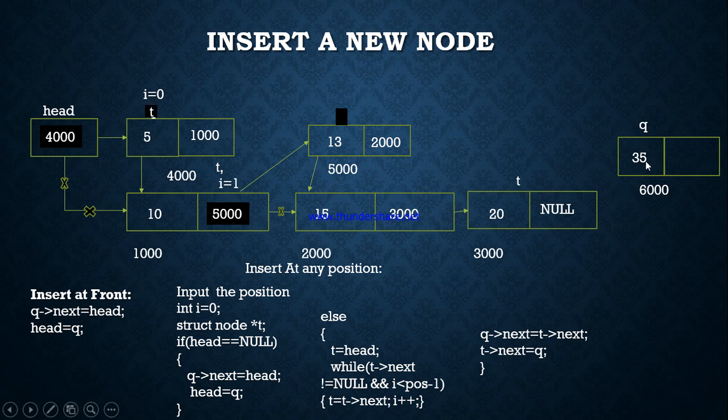So we will insert our node here. Q of next will be T of next. T of next is null here, so null will be stored here, and T of next will be Q. That means this node will point to our end node. So T of next will be 6000 and this link will be created. This is the whole process of how to insert a new node in our existing linked list.